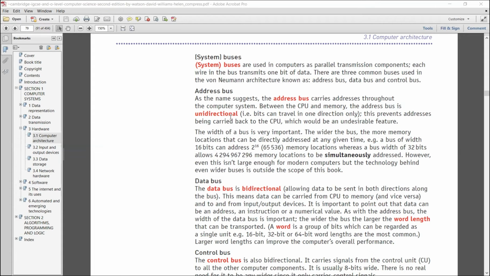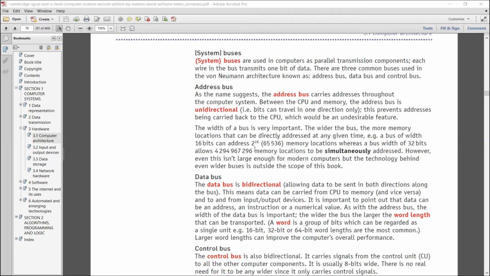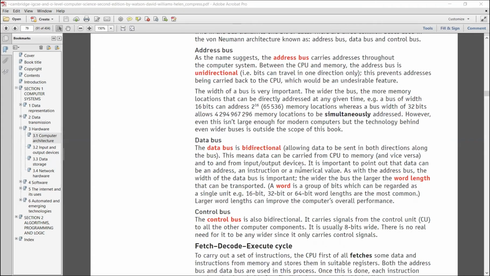The address bus is unidirectional between the CPU and the memory. That is, bits can travel in one direction only. It prevents the addresses being carried back to the CPU, which would be an undesirable feature. A question can come in any form, but what you need to know is the address bus is unidirectional, and it will not be carrying the signals back to the CPU. One more thing: the wider the bus is, definitely more data can be worked upon, more addresses can be addressed.